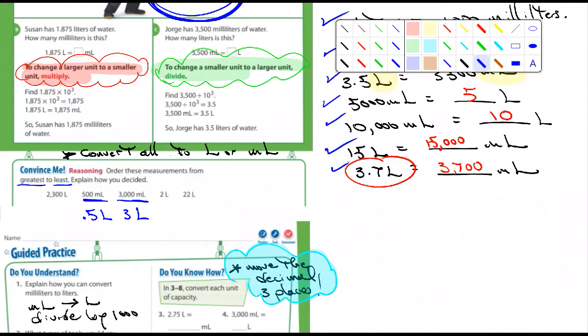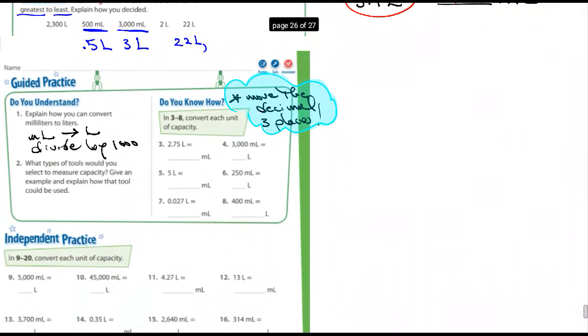Can we just number them? Like number them, the largest one. No, list it. Okay? And I'll even give you the first one. The largest one would be 22 liters. And then I'll let you figure out the second one, and the third one, and the fourth, and the fifth one. Okay? All right.